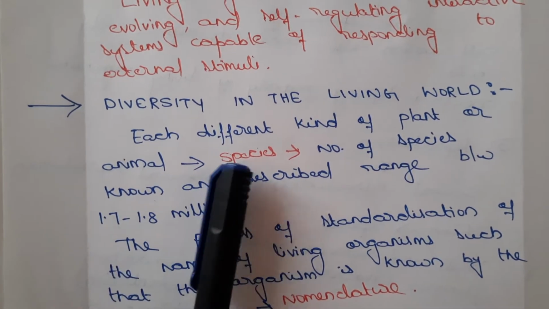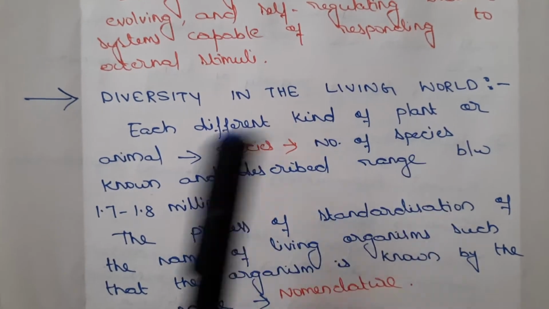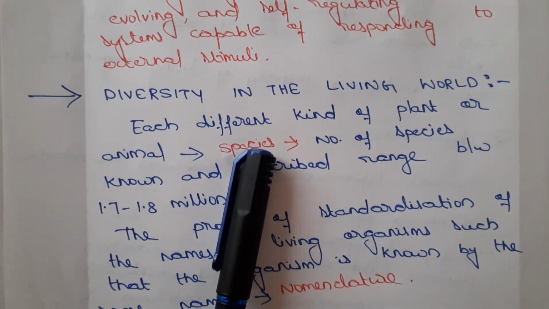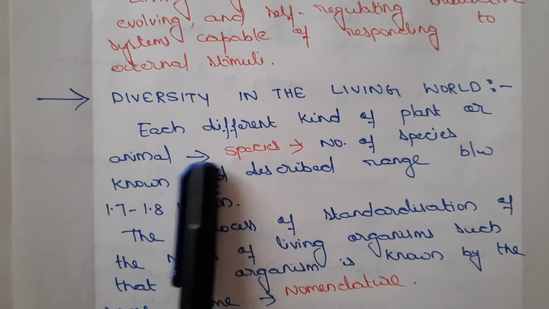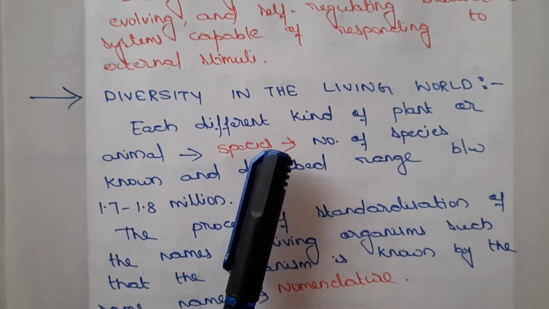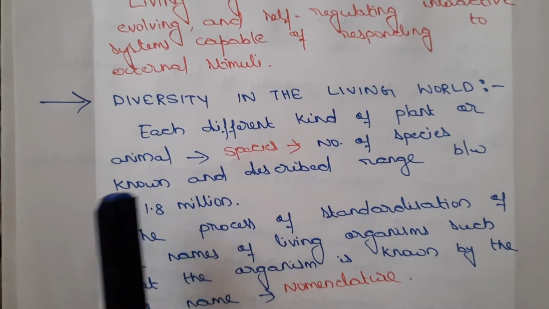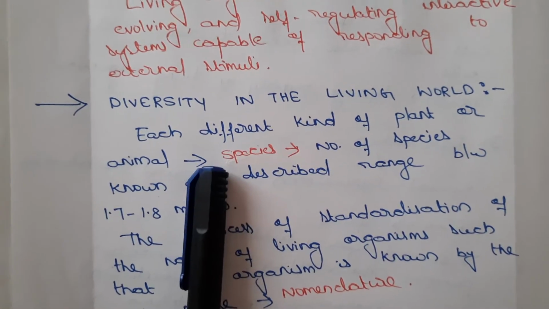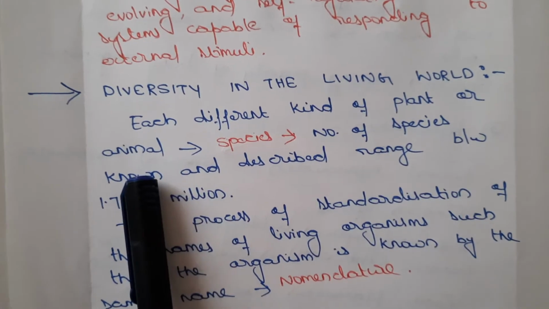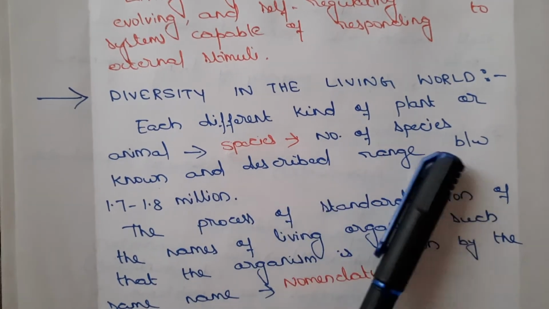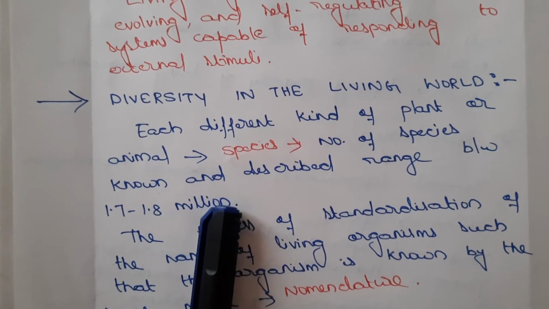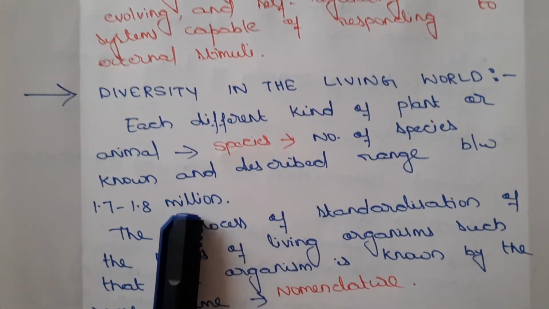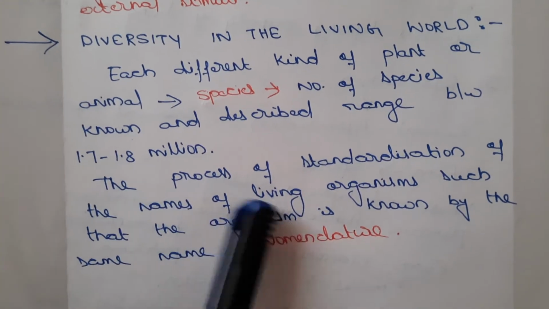Now, each different kind of plant or animal, we call it a species. Every kind of plant or every kind of animal, we call it a species. Human being is a species. Mango, if you consider it, is a species. The number of species known and described ranges between 1.7 and 1.8 million. So see, what is the number of species? It's quite a lot, isn't it?